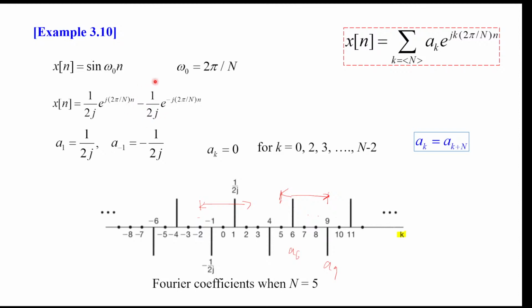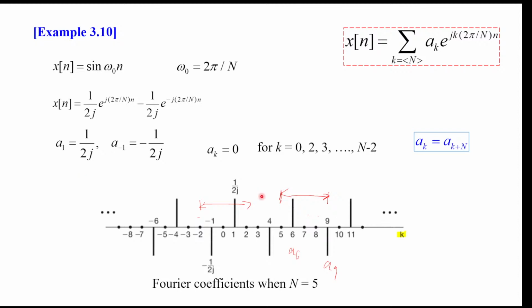Okay, and ak should equal 0 for all other k, because they are just not here. Also, a_k equals a_{k+N}. So we can plot our ak on a line, and it will be a periodic function. For a1 it is 1 over 2j. This is plotting ak as a function of k.